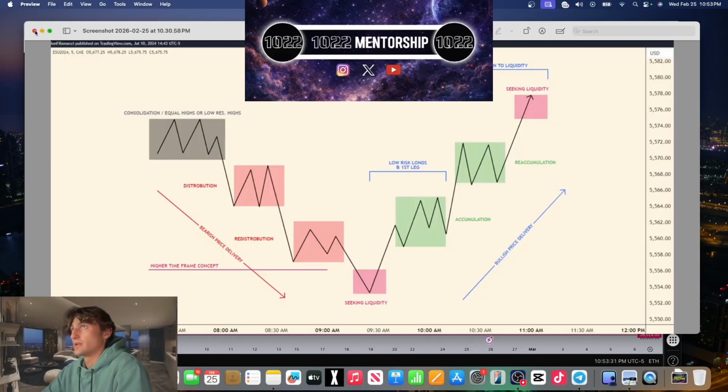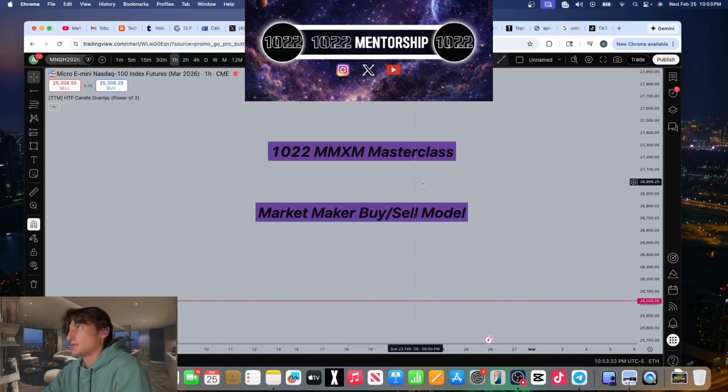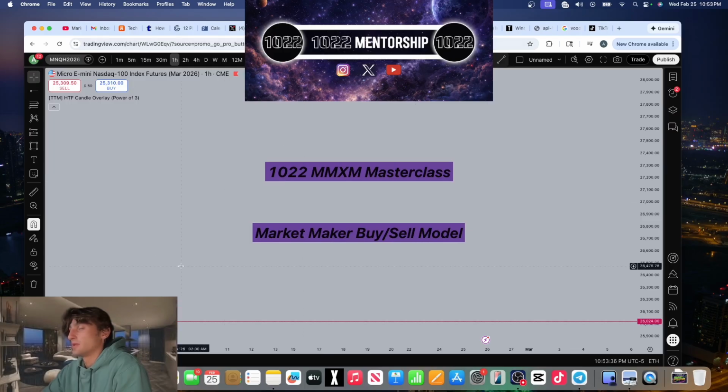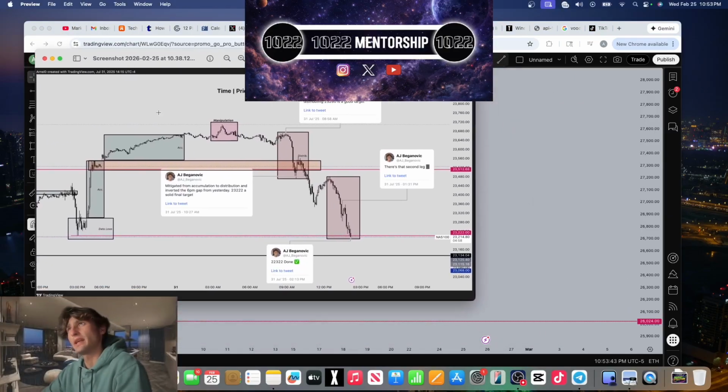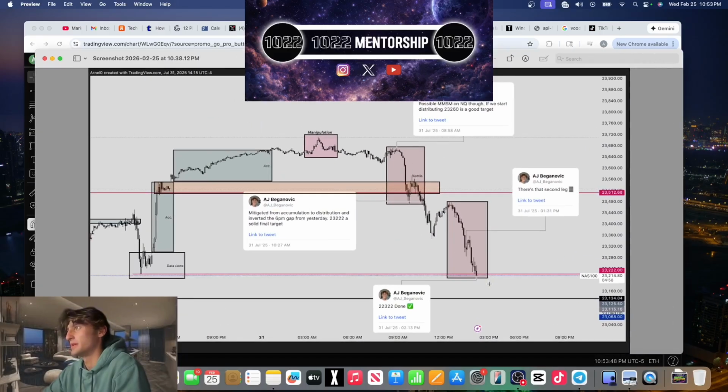So let's take a look at this on the chart. I will actually pull up a market maker sell model that I took. This was kind of a while ago. This was July 31st of 2025. I'll share some more recent ones, but I like this because I was tweeting during it on my personal account, as you can see, and basically just journaling the trade, in a sense. I like to journal this way with tweets because it kind of allows predictive pricing.